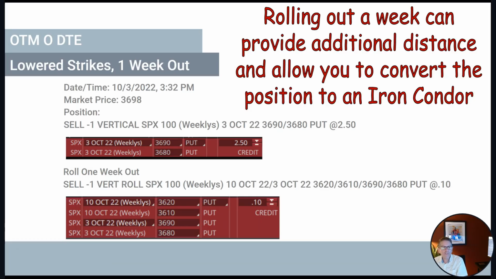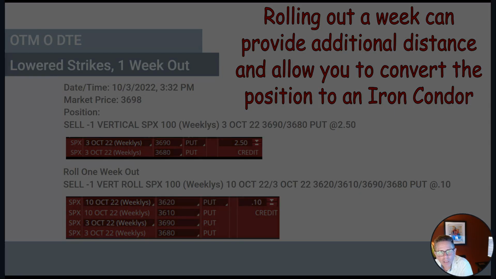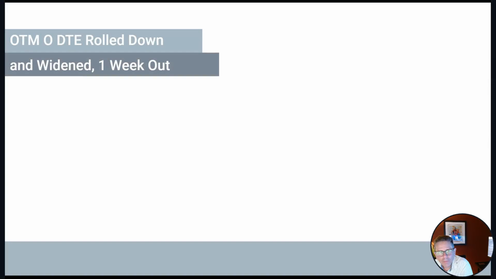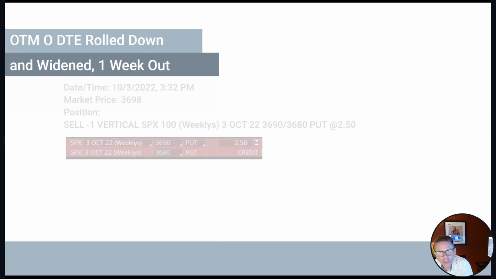So regular 7 DTE trade, you're trading around 12 to 14 delta, and with a threatened trade that you roll out, it's probably going to be about a 25 delta for that. So yes, it's a little bit riskier. Okay, out of the money, 0 DTE, rolled down, widened, 1 week out.